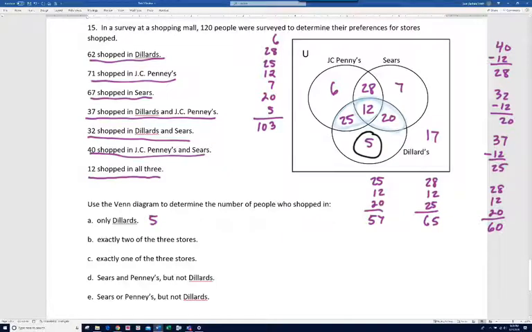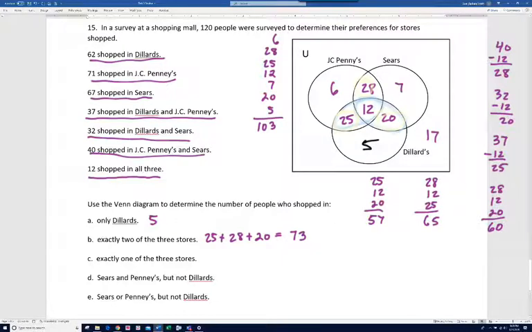Let me see, I need to erase this here. Okay, so exactly 2 of the stores. Well, exactly 2, that would be in these areas here. So 28, 25, and 20, these are the people that chose exactly 2 stores. So if you add those numbers up, you get 73.